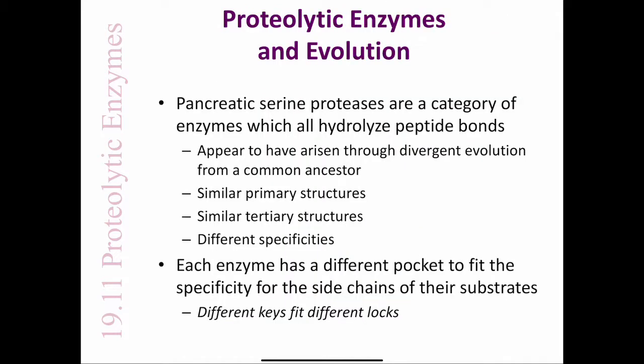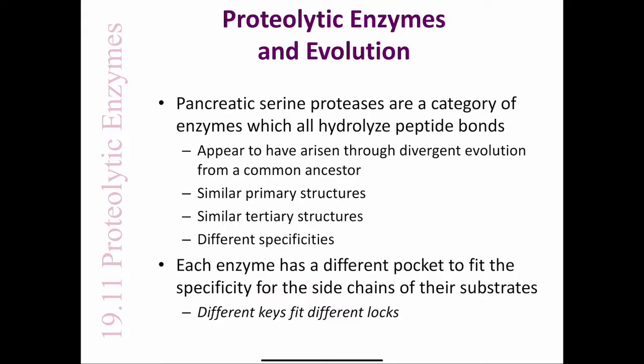The pancreatic serine proteases trypsin, chymotrypsin, and elastase all hydrolyze peptide bonds. As the name suggests, they are produced in the pancreas and subsequently transported to the small intestine. These enzymes are the result of divergent evolution, in which a single ancestral gene was first duplicated. Then each copy evolved individually. They have similar primary structures, similar tertiary structures, and virtually identical mechanisms of action. However, as a result of evolution, these enzymes all have different specificities.